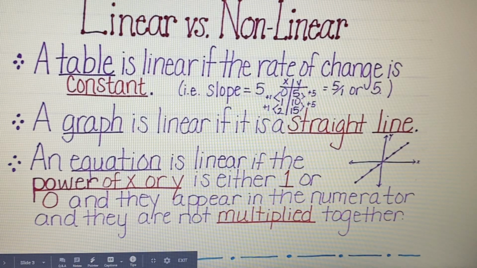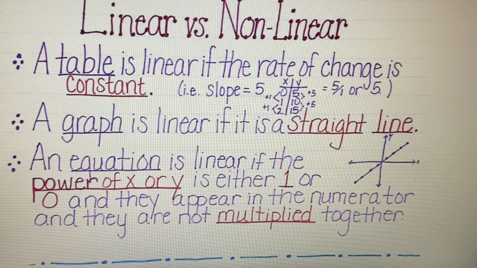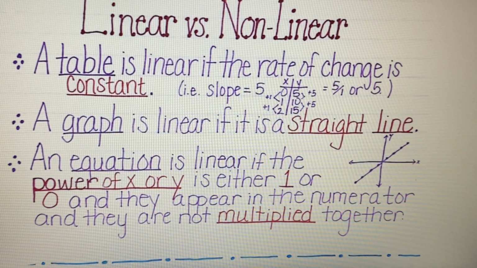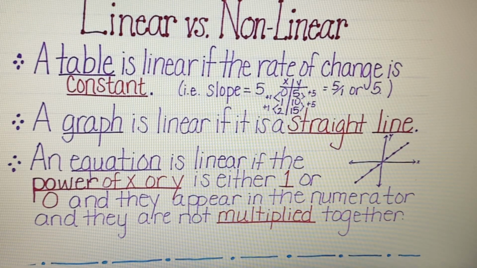All right, let's go to the next one. So we have linear versus nonlinear. We're going to look at this in 3 different aspects. We have a table, a graph, and an equation. So if you see a table, here's how we determine if it's linear. Here's what it says. A table is linear if the rate of change is constant.